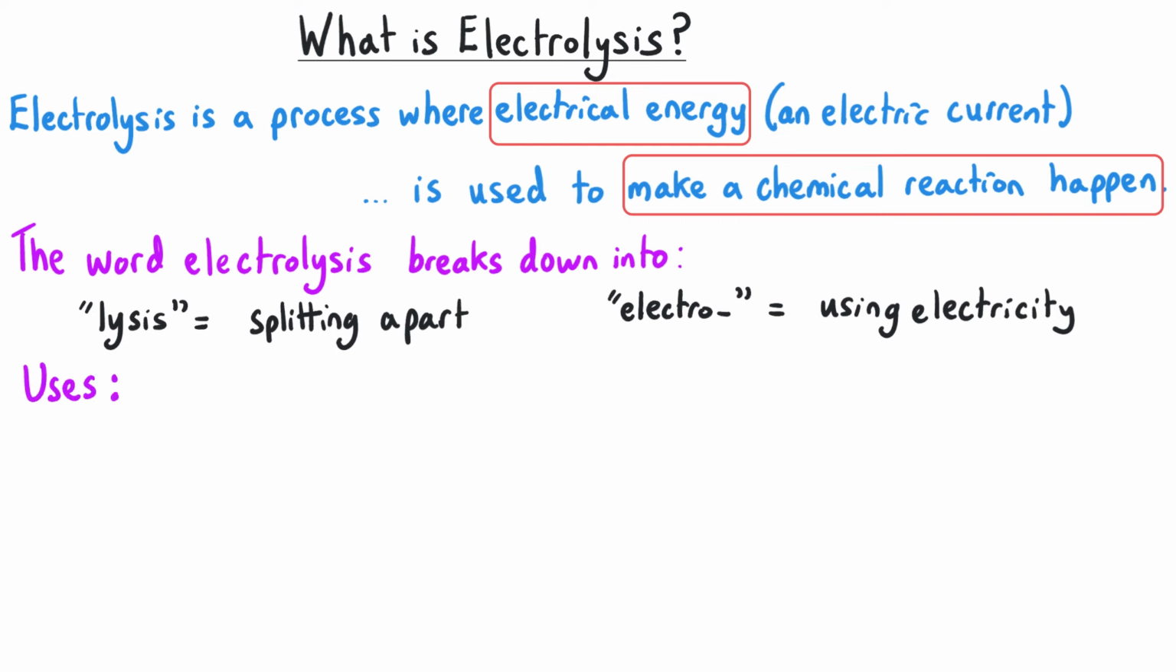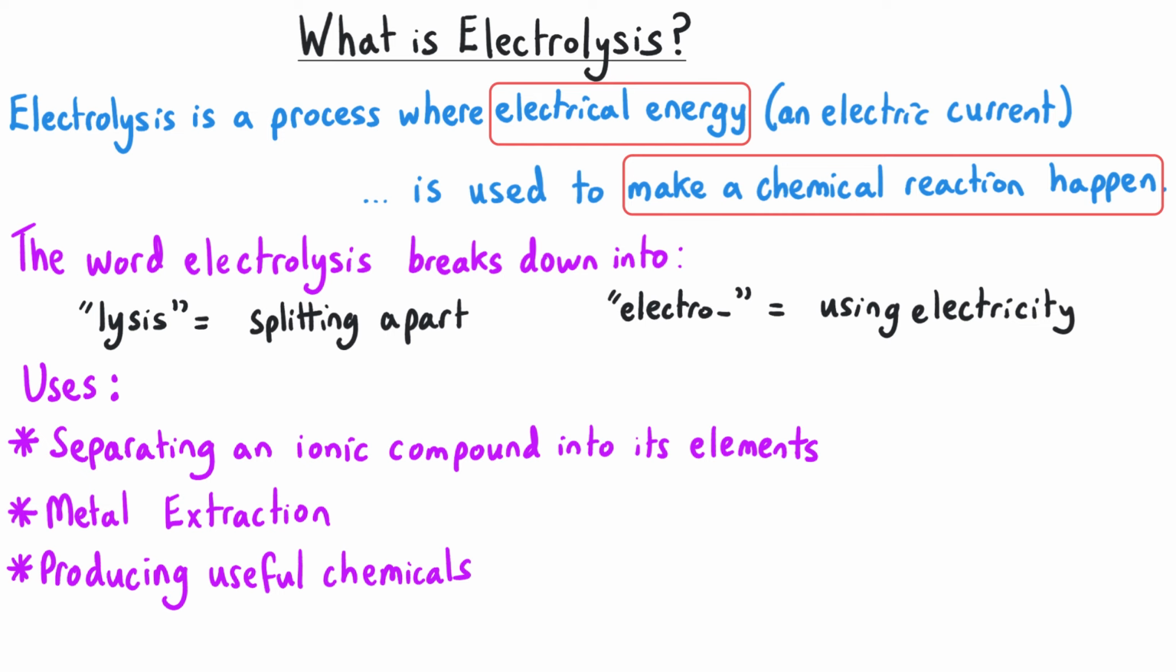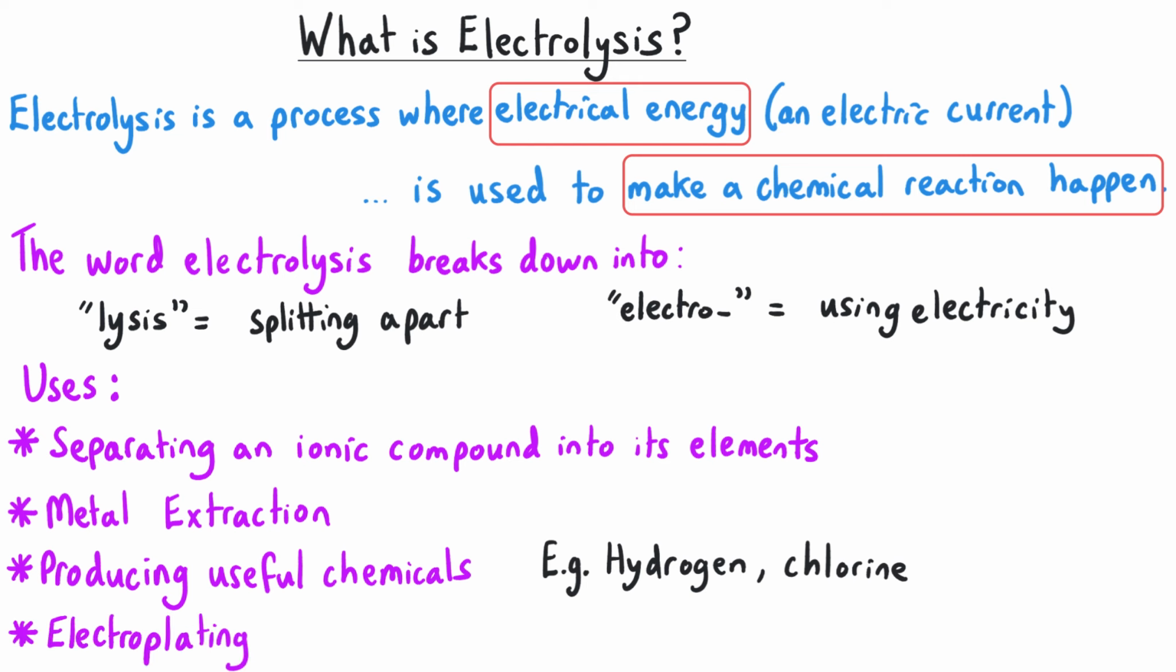We use electrolysis for a variety of different purposes, and to give you a few, we use electrolysis to separate an ionic compound into its component elements. We use it for metal extraction for particularly high reactivity metals. We can use it to produce useful chemicals. For instance, hydrogen and chlorine are produced from the electrolysis of salt water. And we also use electrolysis for electroplating.